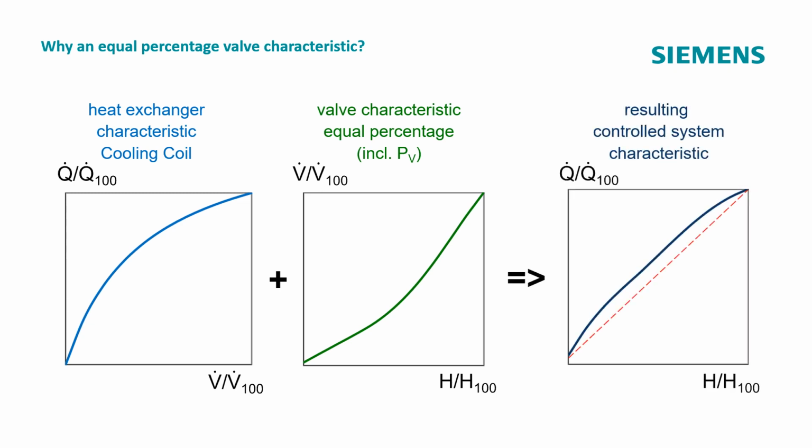Thus, the combination of cooling coil and equal percentage valve characteristic results in a controlled system characteristic, with a fairly even behavior between valve stroke and transferred power. This provides a solid basis for controlling the cooling coil.